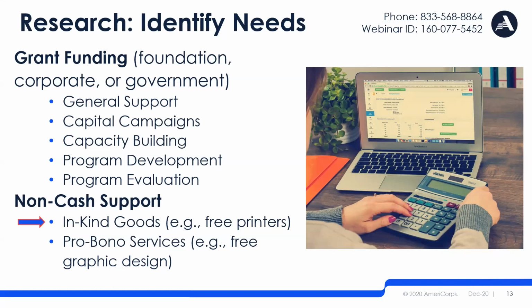In-kind donations, and we'll come back to this in a few minutes, are non-cash goods and services and will more than likely come from corporations like printers from Hewlett Packard, or local businesses like donated coffee for an event. And pro bono services, so there's goods and services. Pro bono services are another type of non-cash support. So these types of donations come in the form of like a design firm donating free graphic design services.